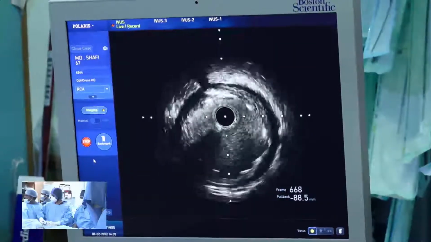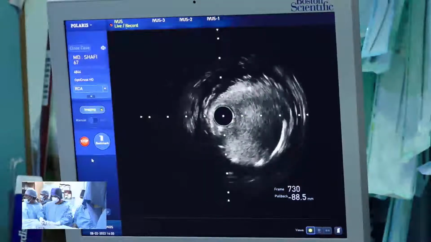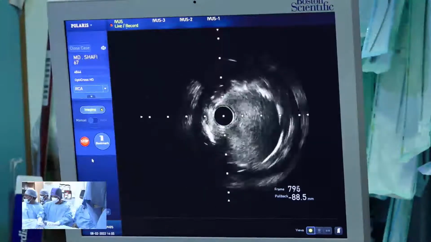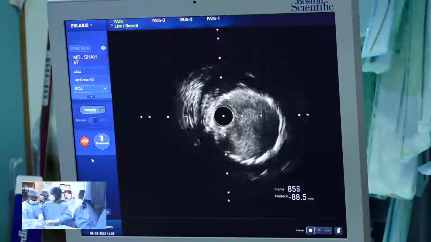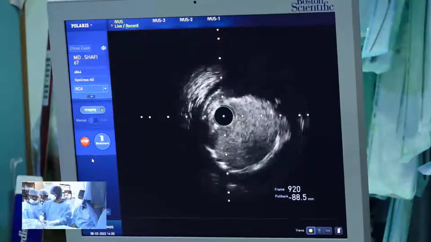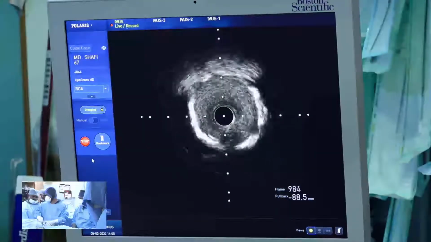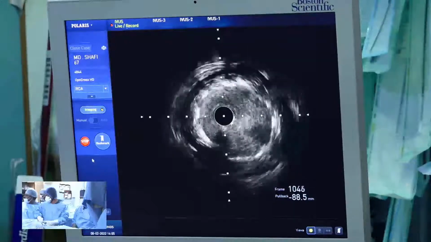Now we are entering the stented segment. You can see the stent segment is still undersized. It requires some more dilatation. But you can see a nicely expanded stent here, a very well expanded stent.